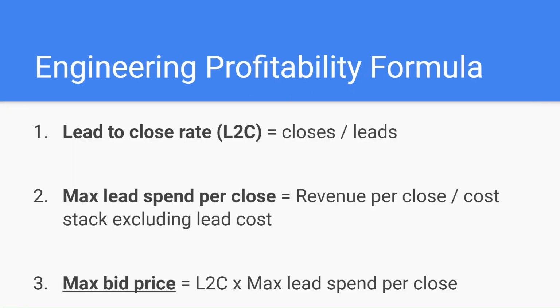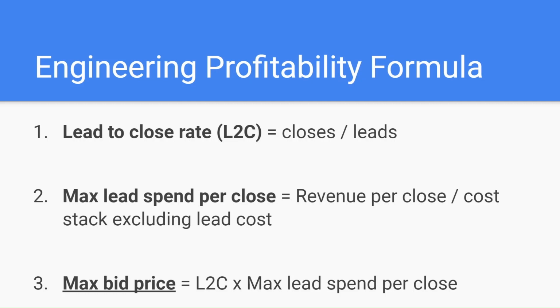The engineering profitability formula is a pro tip that many of our most experienced users utilize to identify the max amount they can bid to break even, or even better, work in a specific profitability margin. To calculate this, we'll need a couple pieces of data.